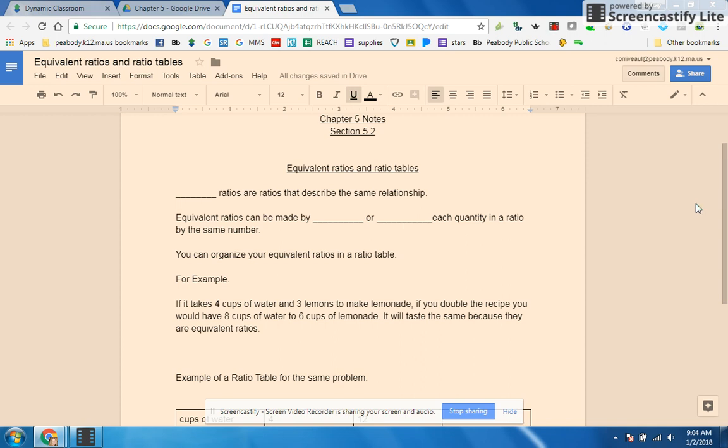So today we're going to do equivalent ratios and ratio tables. If you remember from the last lesson, there are different types of ratios: part to part, part to whole, and whole to part. And there are also three different ways to write them: fractions, colon, or the word "to."